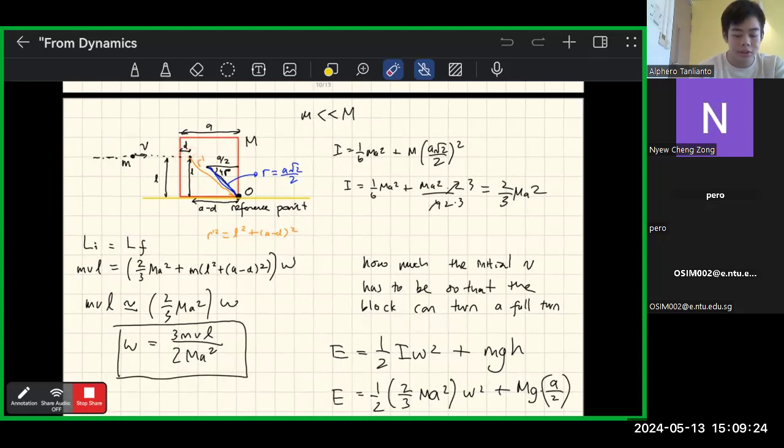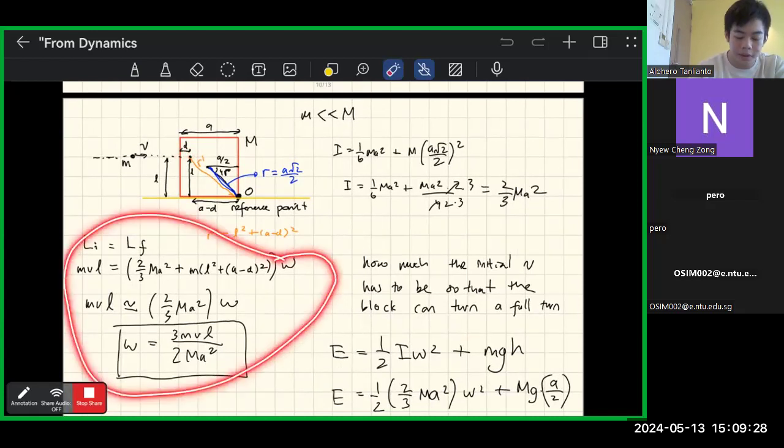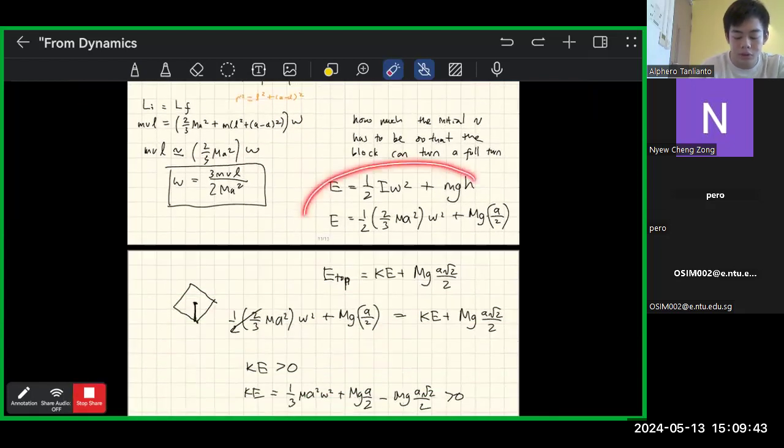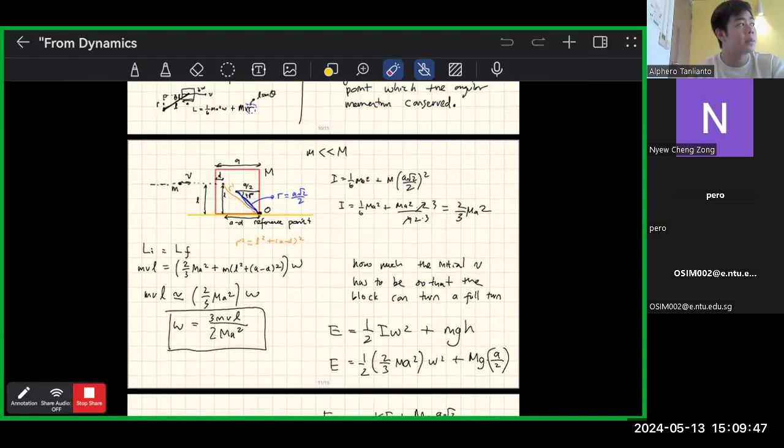At first, the thing that is conserved is the angular momentum with respect to the reference point. After that, we have one object with angular velocity like this, and then it goes through the conservation of energy, because after the collision there's no other friction or anything. Yeah, that's how you do this kind of problem.